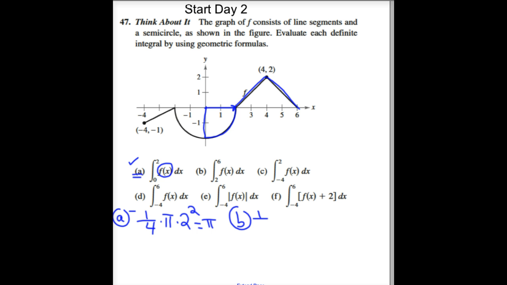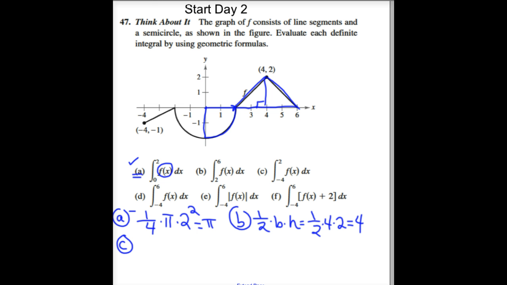Because for a triangle, I can do a half of the base times the height. And on this one, the base is 4 and the height is 2. And so my area is 4, and it's above the x-axis, so that integral would be a positive 4.